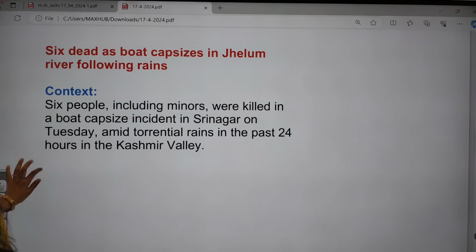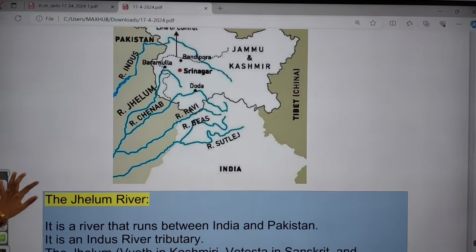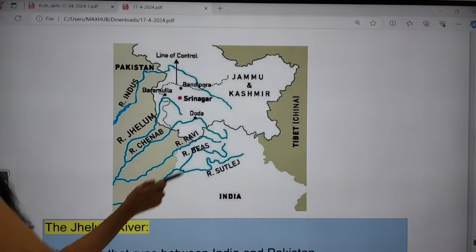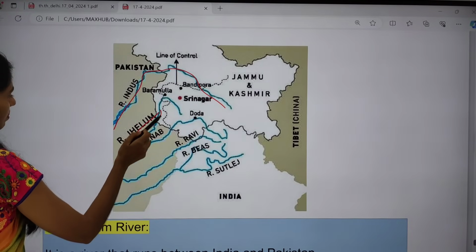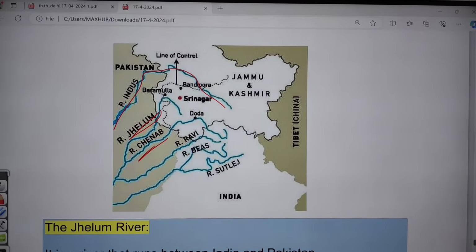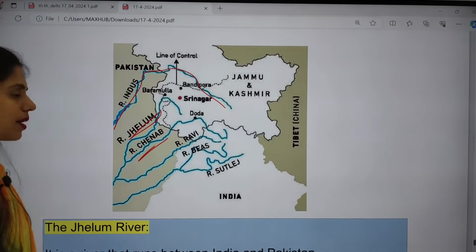If you are talking about the facts of this Jhelum river, first you have to know the Indus river system. This is our major river, Indus. Below this we have Jhelum. The next one is Chenab. You can remember it like this. I will give you a code to remember the rivers from north to south.